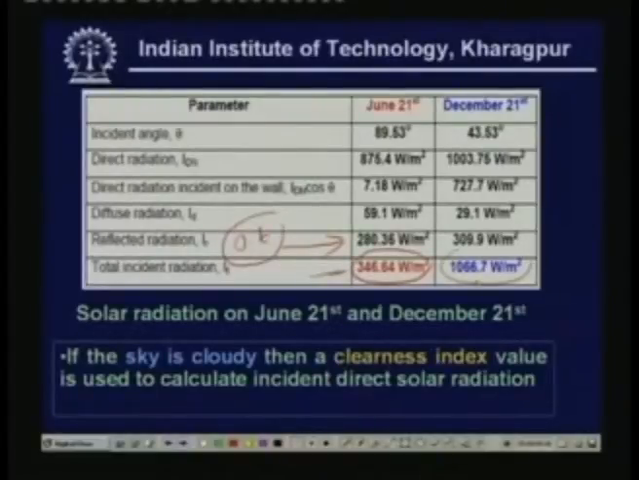Okay, but if the sky is cloudy, sometimes what is done is a clearness index value is used to calculate the incident direct solar radiation. The clearness index value is 1 if the sky is clear, and it will be less than 1 if the sky is cloudy. And the clearness index values for different regions during different seasons are available. So, from that data you can calculate what is the radiation during a cloudy day.